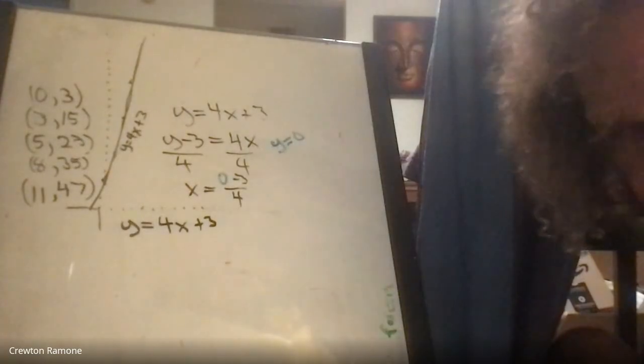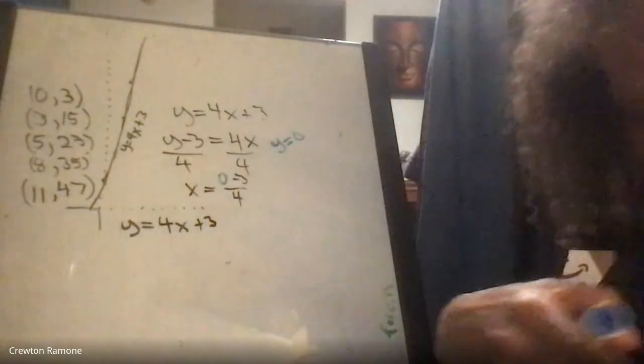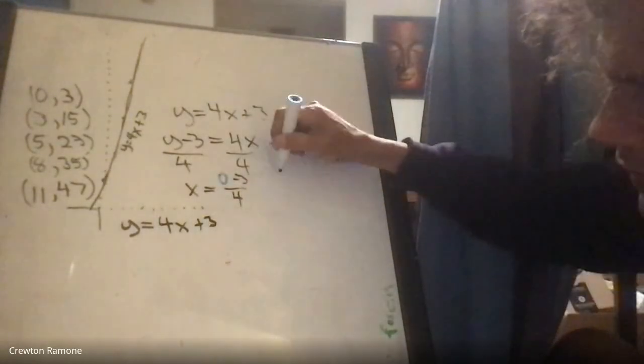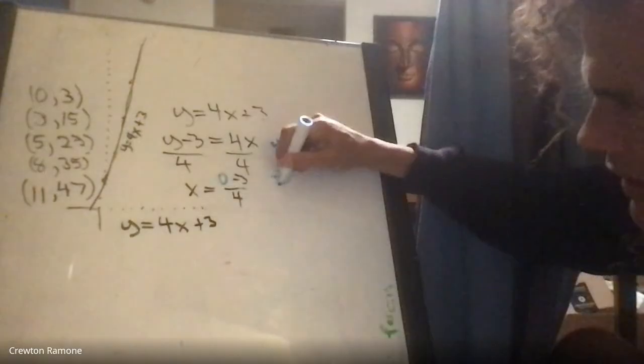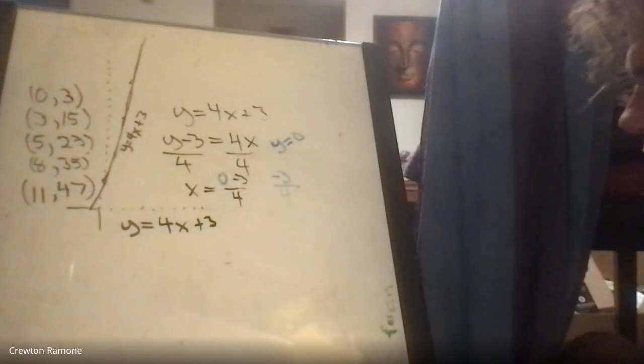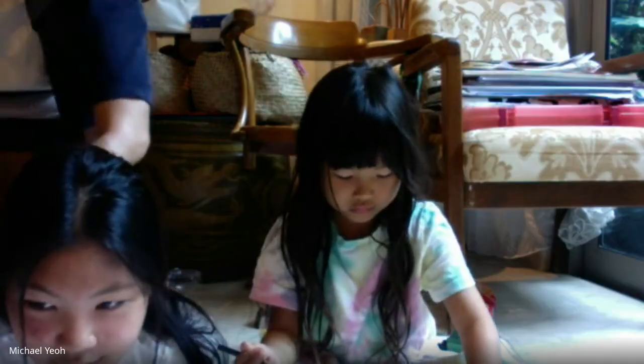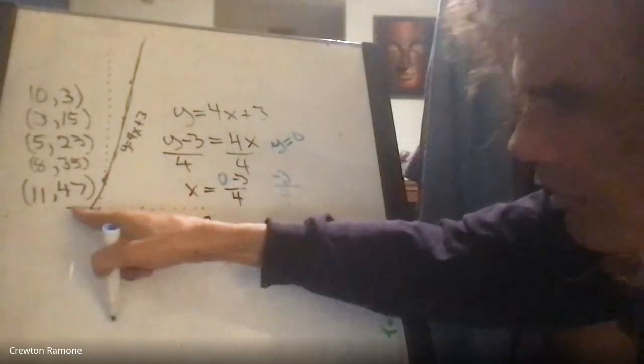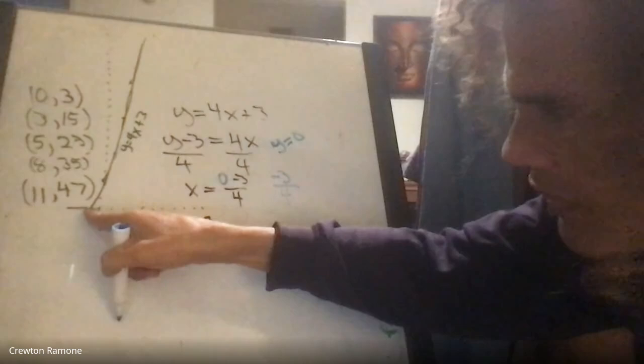0 minus 3 is negative... What is 0 minus 3? Negative 3. There you go. Why are you trying to make it hard? Negative 3, then what? Over 4. Yes. So that means that when y is 0, x is negative 3/4.